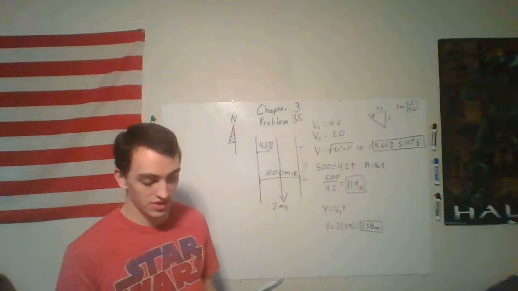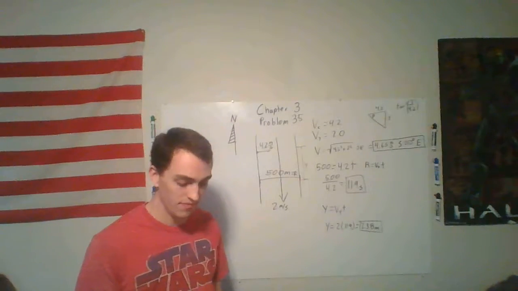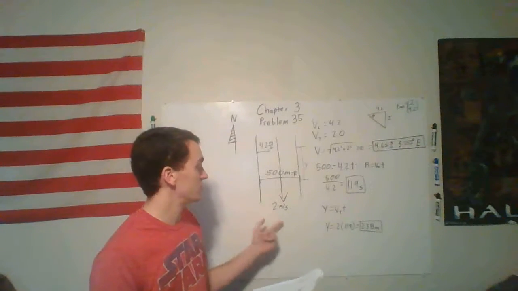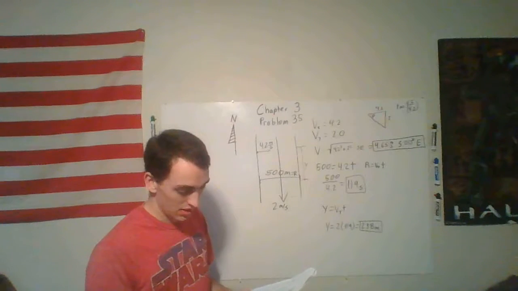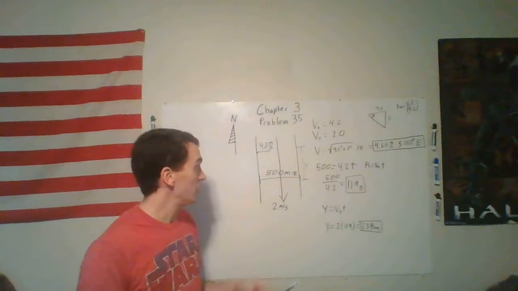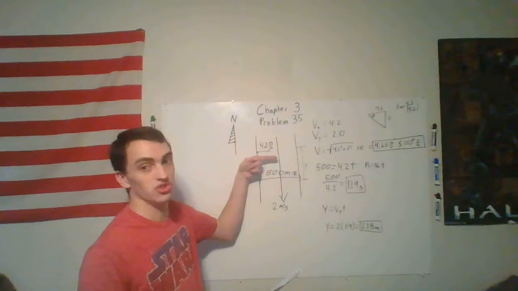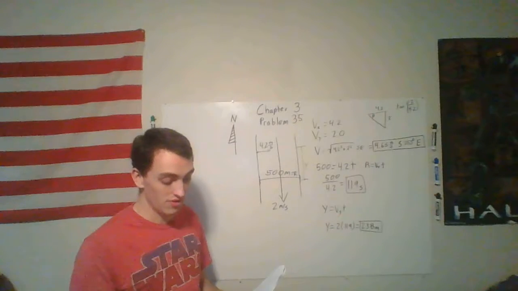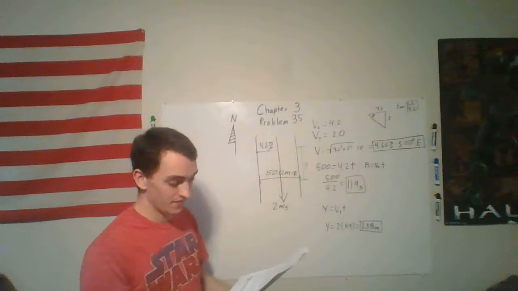Problem 35 reads, so this is crossing the river number 1. A river flows due south with a speed of 2 meters per second, as drawn here with the arrow. You steer a motorboat across the river. Your velocity relative to the water is 4.2 meters a second due east. Here's our north arrow for relative directions. The river is 500 meters wide.